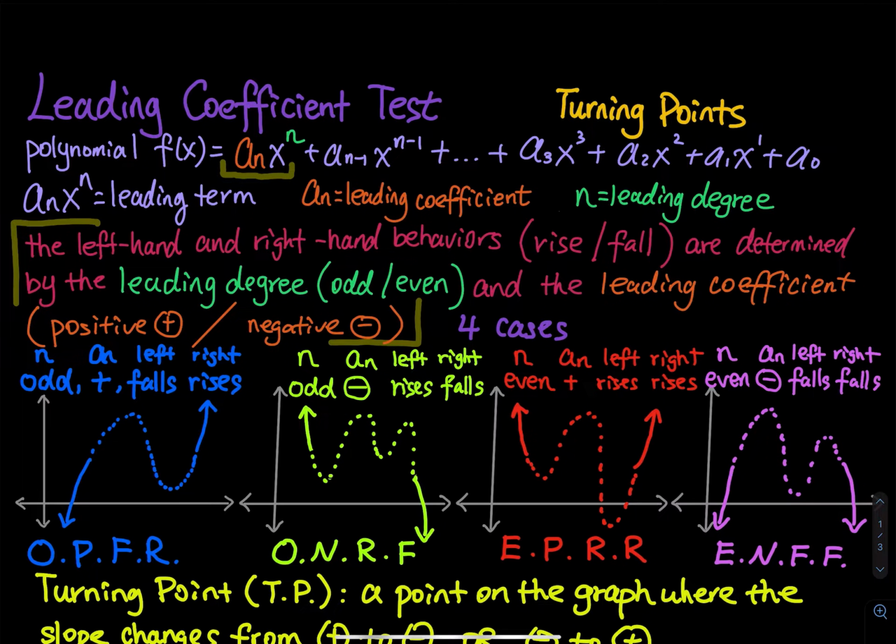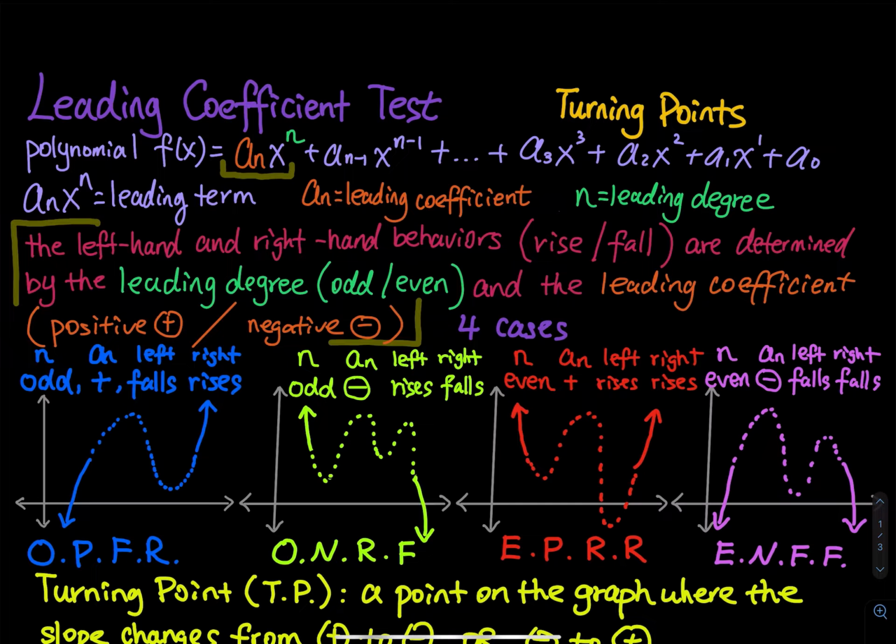The leading coefficient test helps you to determine the left hand and right hand behavior of an nth degree polynomial. Suppose you have a fifth degree polynomial, so let's say x to the fifth minus x to the fourth plus x to the third minus x squared plus x plus 5. I don't know what the graph looks like, but you are going to get some curve, right?